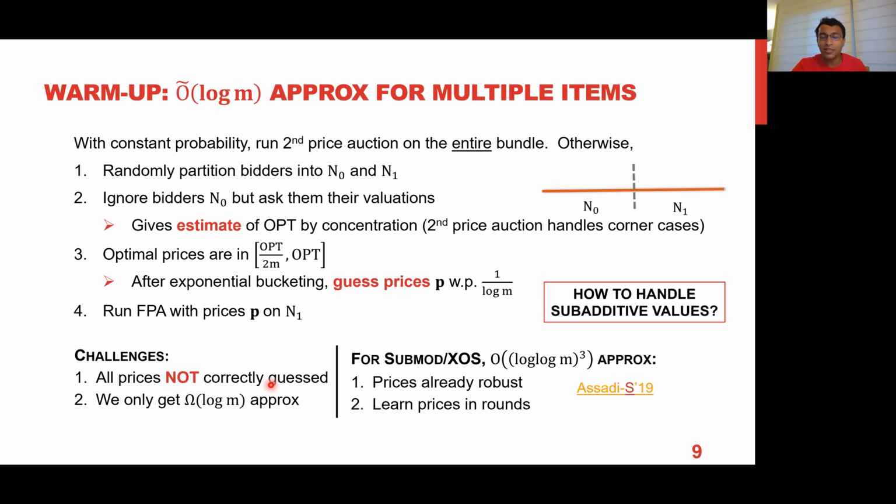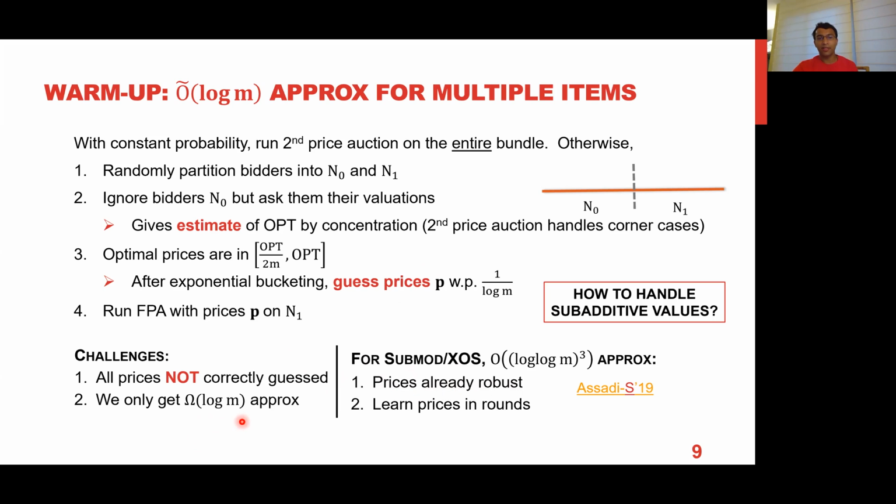In prior works, for example my joint work with Sepper, the way we were able to go beyond log m for submodular and XOS functions was because of two observations. One is that the prices turn out to be robust. Even if you don't get the prices of all the items correct, only a fraction of them, you can still show that the fixed price auctions work very well. Interestingly, we don't know of any such result for subadditive functions. So that's one challenge: the prior techniques didn't extend.